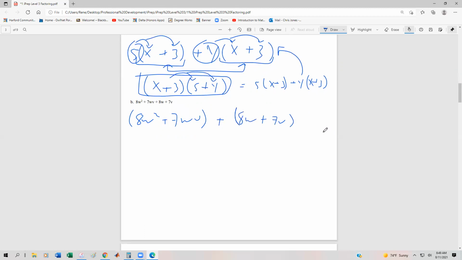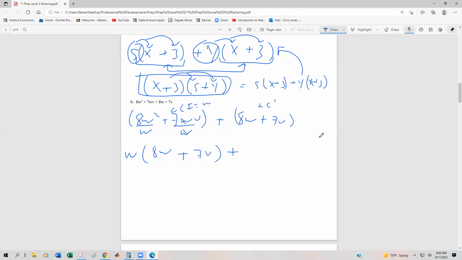Right? Now, this one's a little bit different than the first one, but not by much. We know that there's a common w between the first 2 terms, and we're going to factor that out. And w squared divided by w is going to leave us with an 8w. And then w divided by w just cancels, and we're going to be left with 7v.